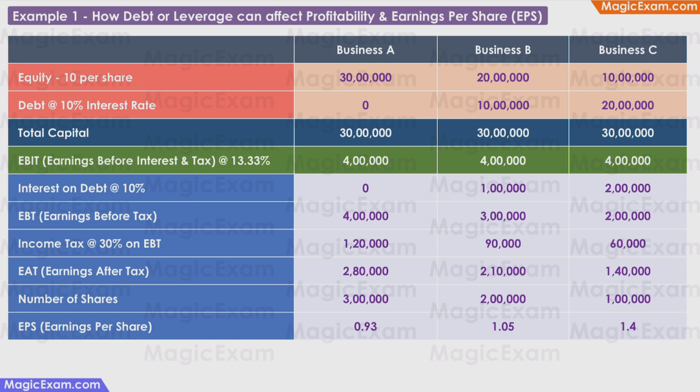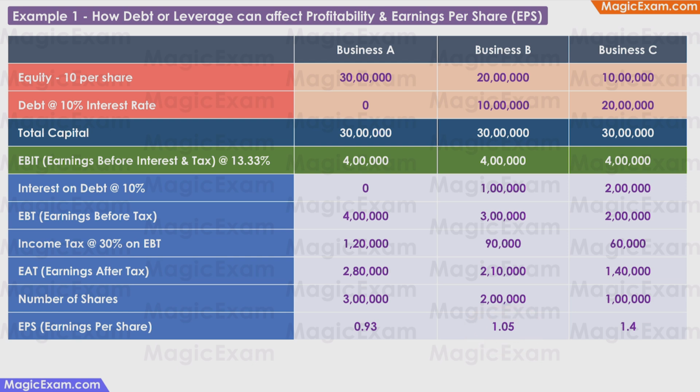So the interest on debt will be 1 lakh. Earnings before tax will be 3 lakhs. Income tax at 30% on EBT will be 90,000. Earnings after tax will be 2,10,000. Dividing this amount by the number of shares will give us an EPS of 1.05.